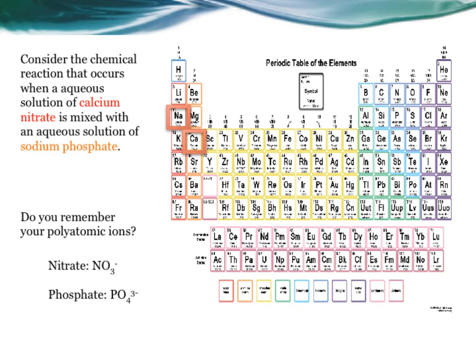Before we begin, we have to familiarize ourselves with what calcium nitrate and sodium phosphate are. Remember from the periodic table that calcium is in group 2A, which means that it has a positive 2 charge. Sodium, however, has a positive 1 charge. We got those. Do you remember the polyatomic ions?